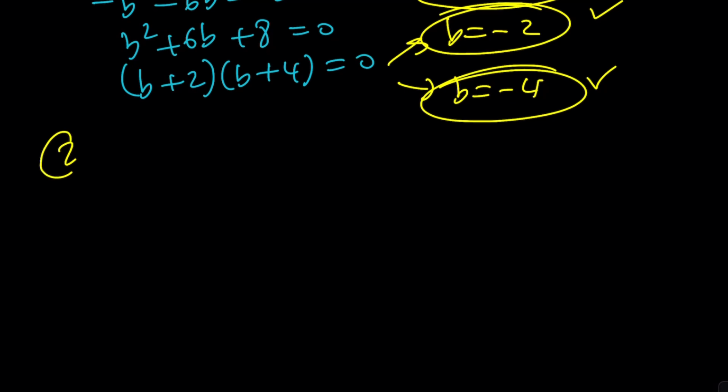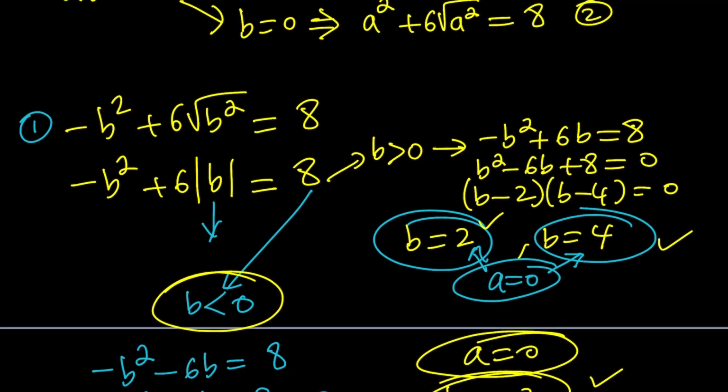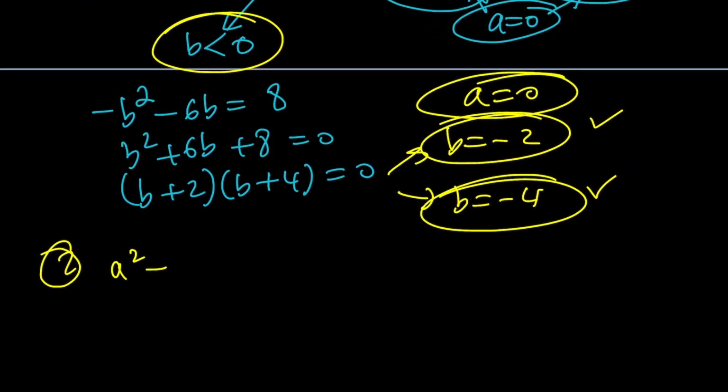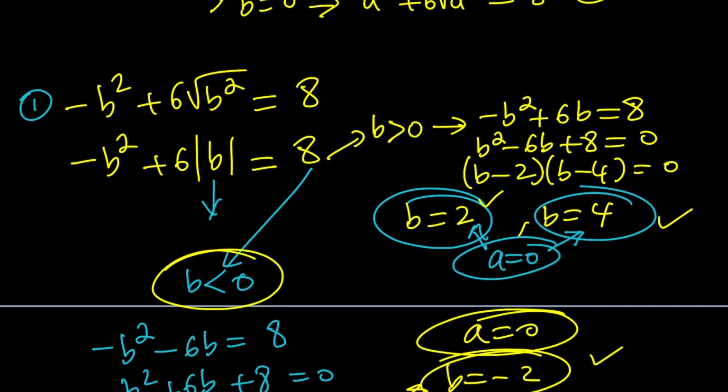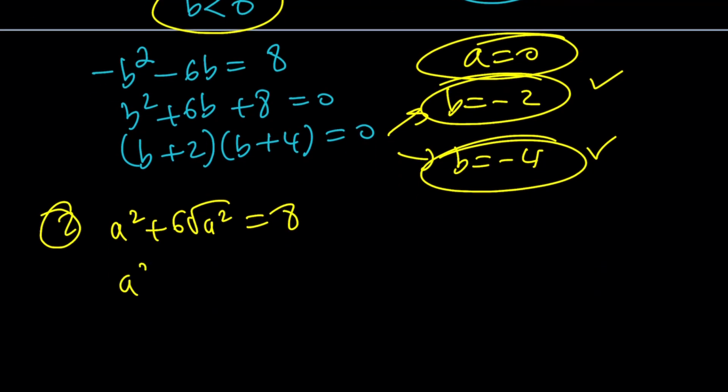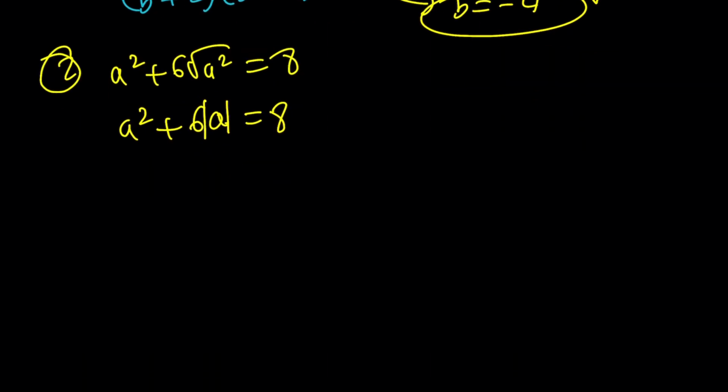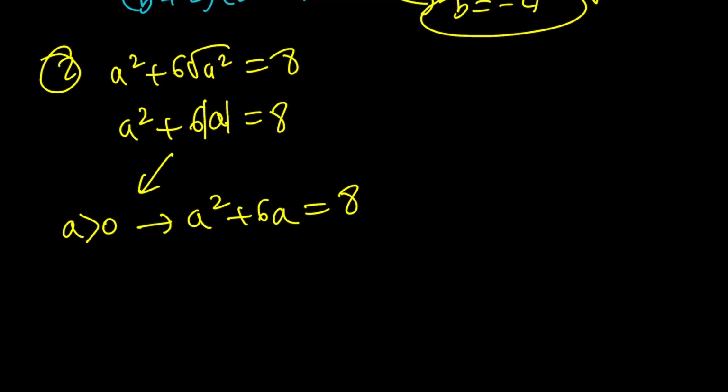Okay, now, case number 2 is a squared plus 6 times the square root of a squared equals 8. Remember, the square root of a squared is the same as absolute value, so we're going to get something similar, don't you think? Well, we're going to split it up into two cases. One is if a is positive, we get a squared plus 6a equals 8. Actually, this is not the same thing.